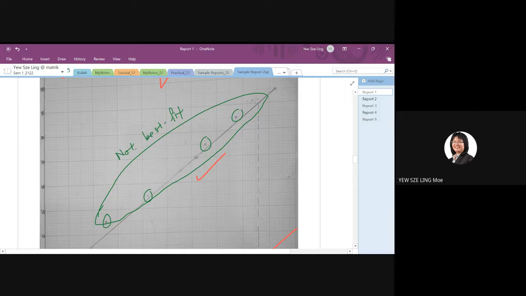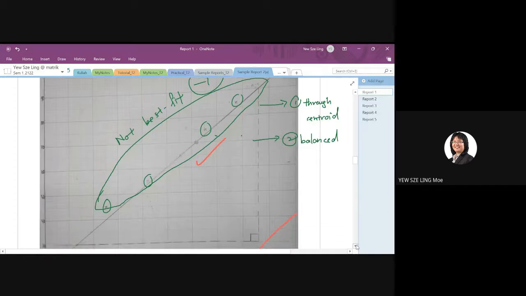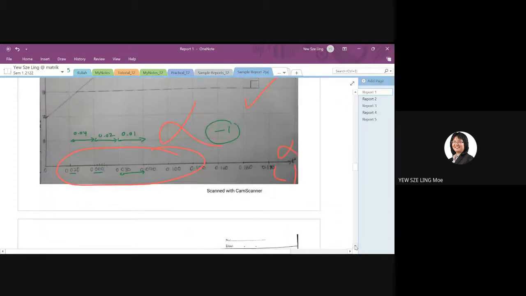Didn't I tell you that the best fit line comes with 2 conditions? The first condition is that it must pass through the centroid. And the second condition is that the points must be balanced. What does balanced mean? If you have 2 points above, then the other 2 points should be below the line. So you need to adjust until you get a balanced line. Since it is not a best fit line, 1 mark will be deducted again. So 3 marks are gone from the graph itself.